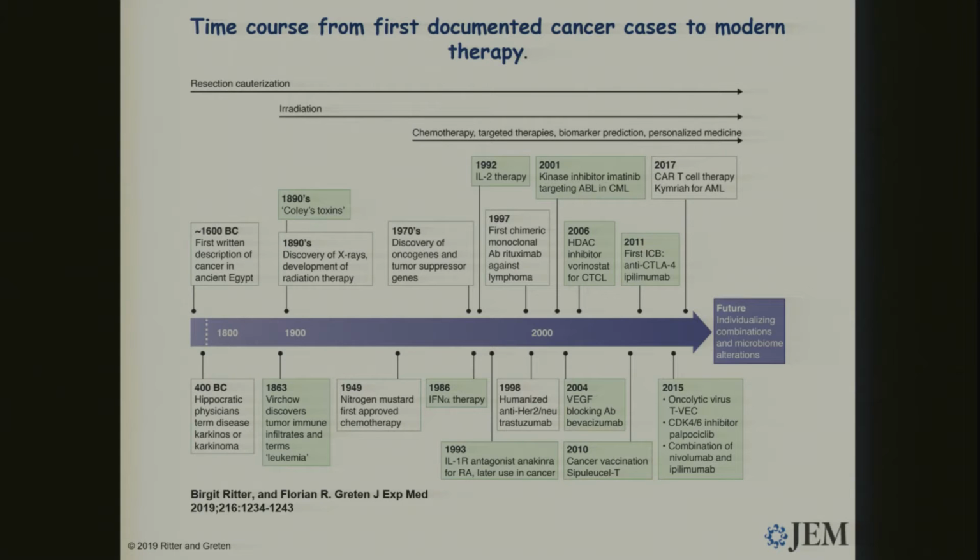Nitrogen mustard and most of the chemotherapy were actually developed during the Second World War. Do you understand why? Do you know why? Even the use of X-ray as an oncotherapy, as a treatment for cancer, was all developed during the Second World War.